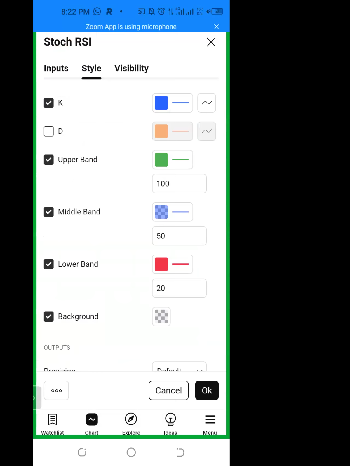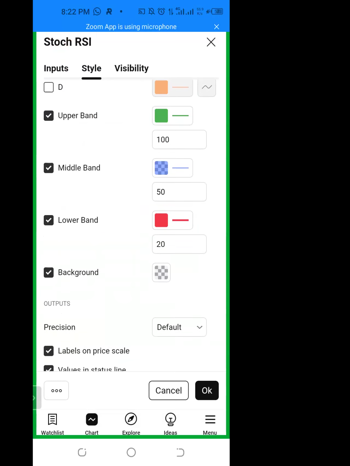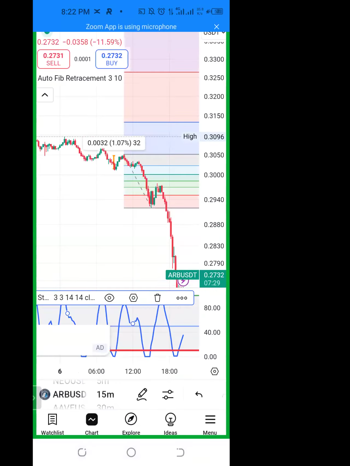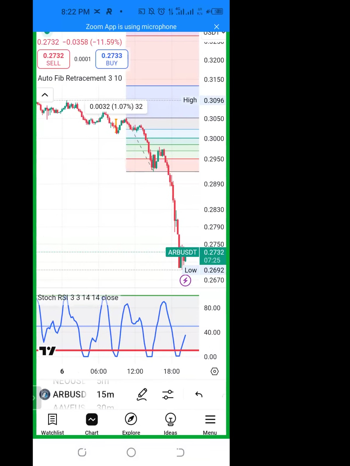So the lower band here is showing 20. Okay, let me reduce it to 10. That is what I want to confirm, sir. Okay, let me change it to 10. So this one is even better.